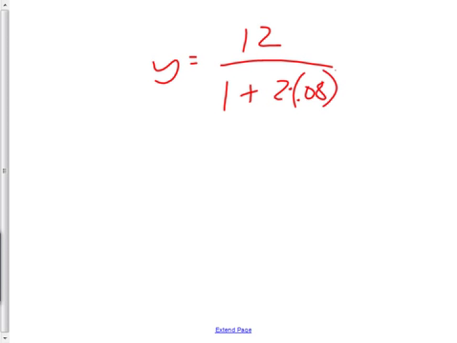All right, number 32, what is that called again? That's called a logistic. Do you remember those? Y equals 12 over, they said f of x, I said y, it's pretty much the same thing, 1 plus 2 times 0.8 to the x. All right, now, the first question is, what's the y-intercept?